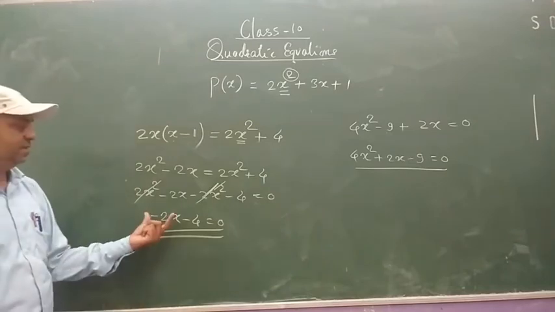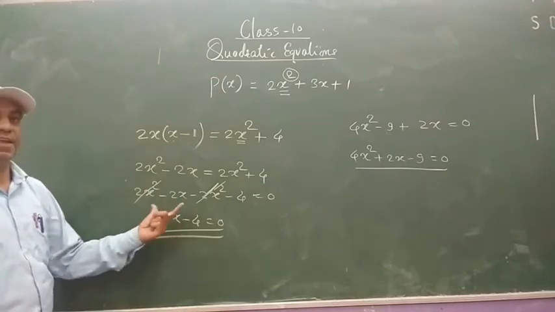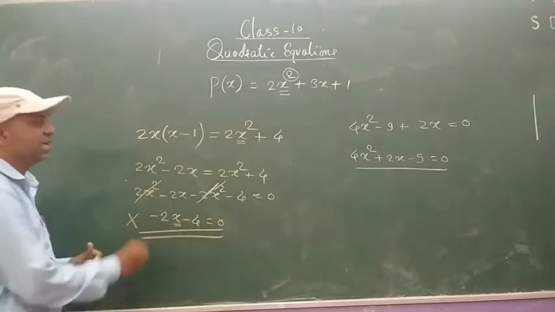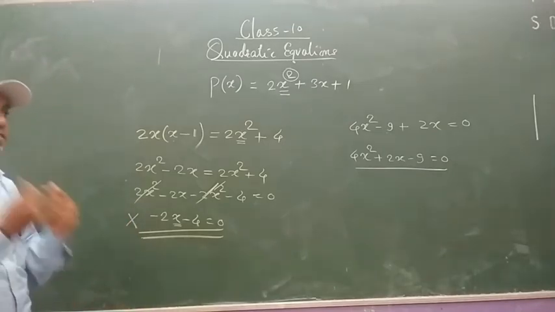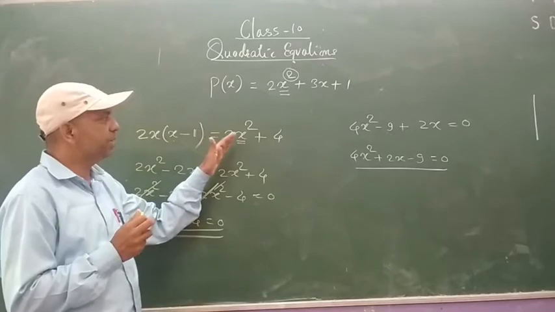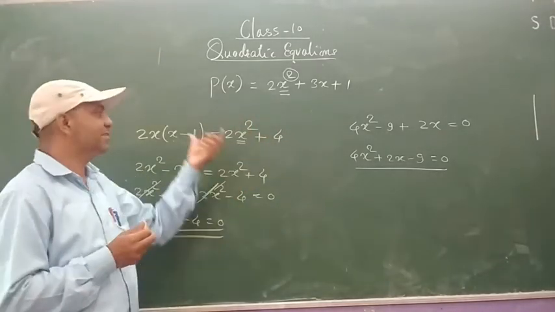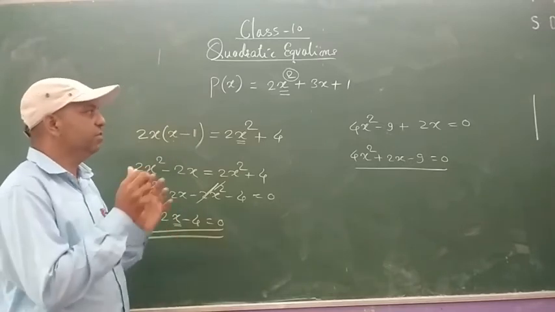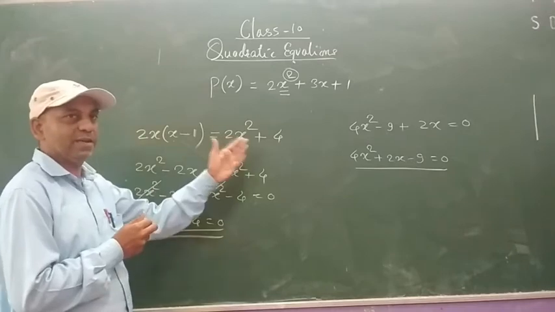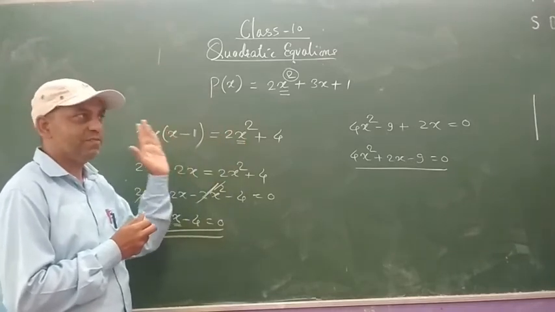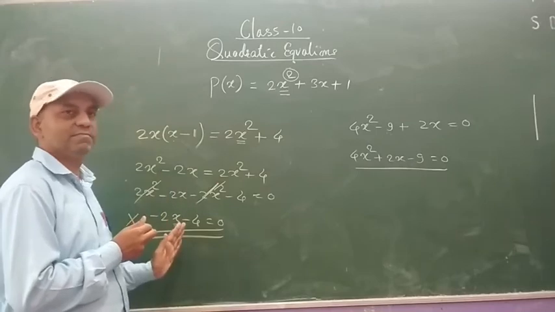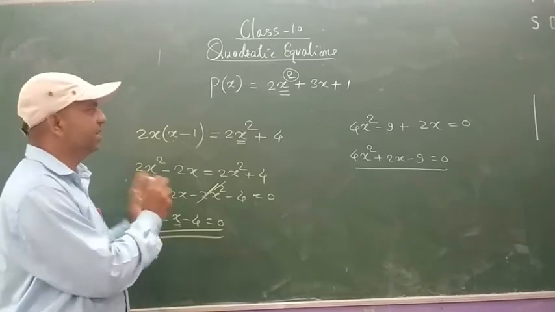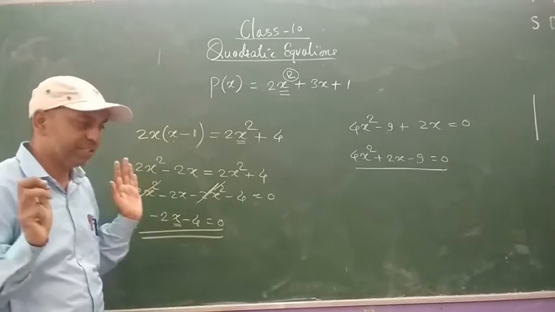Is this a quadratic equation? No, because here the degree of the variable is not 2, so this is not a quadratic equation. So this means some equations look like simple quadratics, but after simplifying they are not quadratic. Okay, so when we find any such equation, we first simplify it and then decide whether it is quadratic or not. This is the way of finding a quadratic equation.